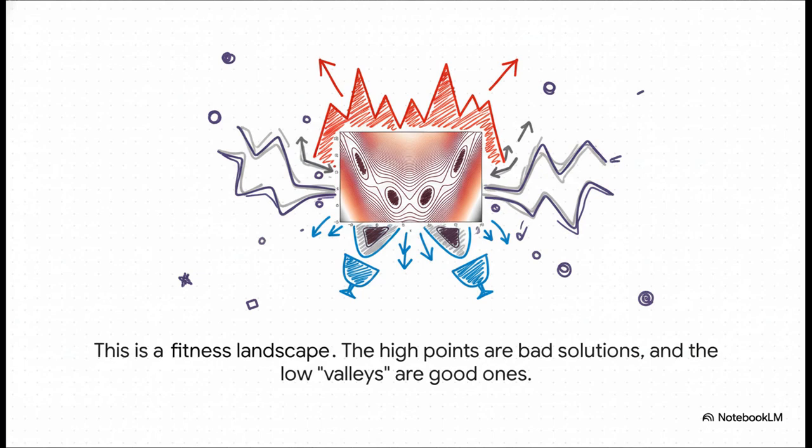And this right here, this is a perfect picture of what that landscape looks like. This is for a math problem, but you can see it, right? The lighter areas, the high mountains, those are terrible solutions. But the darker, lower areas, those four distinct ovals you see, those are the valleys. They're the sweet spots, the optimal solutions we are desperately trying to find.